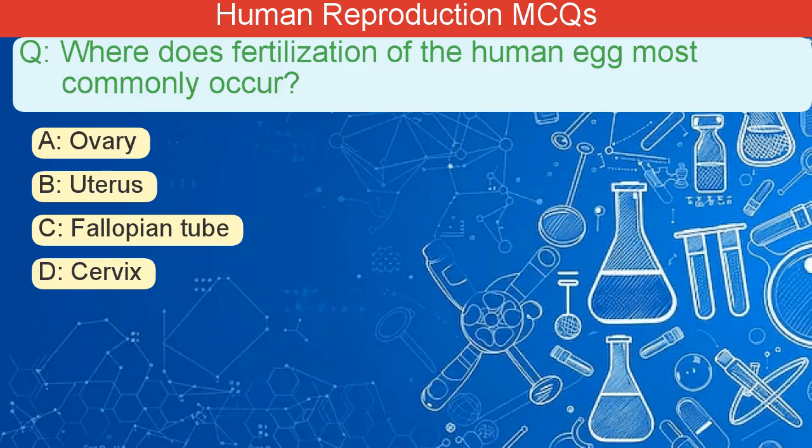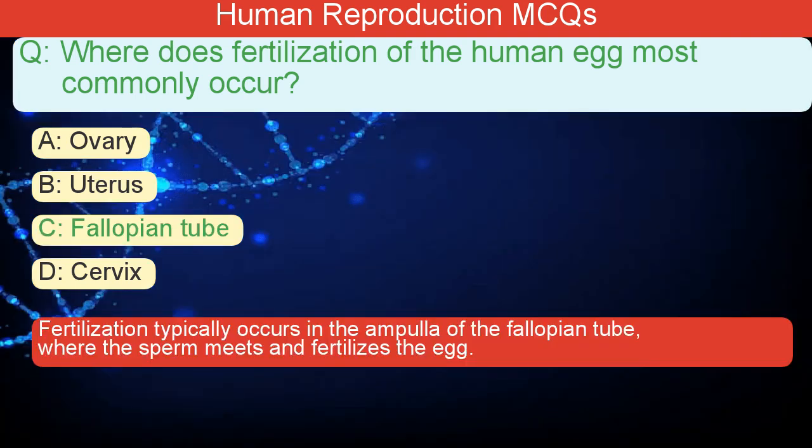Where does fertilization of the human egg most commonly occur? A. Ovary. B. Uterus. C. Fallopian tube. D. Cervix. The correct answer is C. Fertilization typically occurs in the ampulla of the fallopian tube, where the sperm meets and fertilizes the egg.